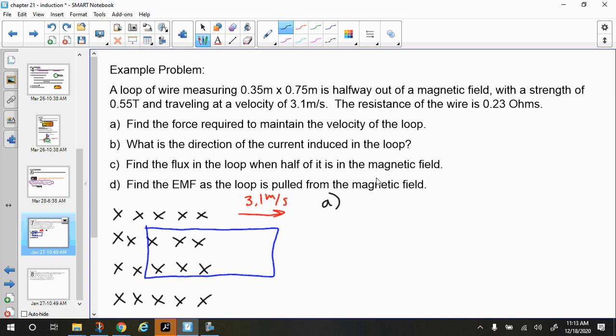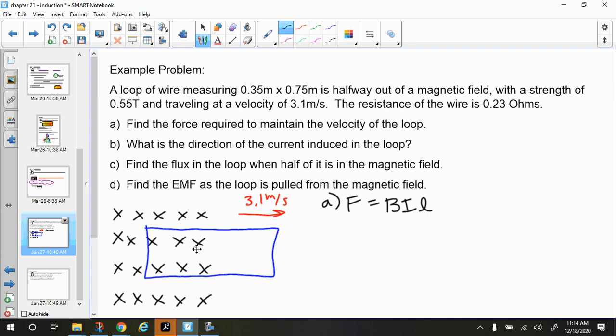So to do that, we know that the force is equal to B times I times L. So this is the force on a current carrying loop. Now we can figure out what direction the current is going in this loop of wire using Lenz's law. The magnetic field is down and it's decreasing because the loop of wire is leaving the magnetic field. So since it's down and decreasing, the induced current is going to induce a magnetic field that is opposing that change.